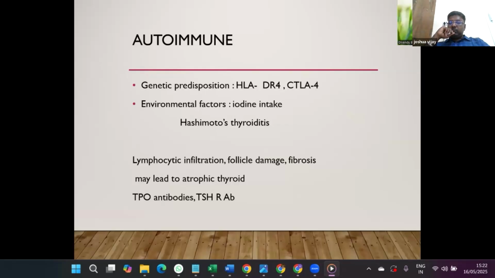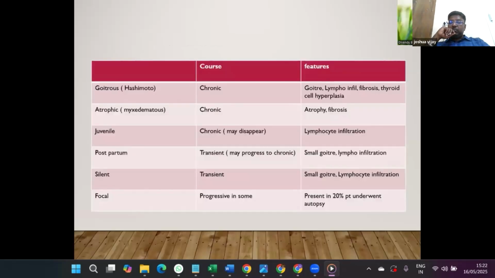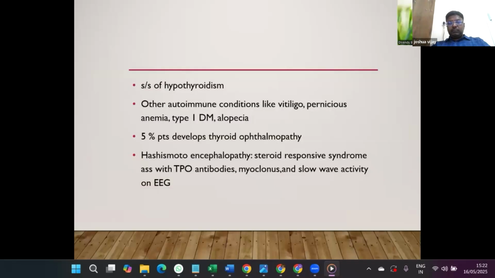The main pathological thing is the TPO antibodies, which destroy the enzymes, and TSH receptor antibodies. So we can see the various types of thyroiditis and their codes and classical features. Autoimmune thyroiditis can be associated with other autoimmune conditions like vitiligo, pernicious anemia, type 1 diabetes, and alopecia. 5% of patients develop thyroid ophthalmopathy, which can be a feature of Graves' disease and can be found in autoimmune thyroiditis also. Hashimoto encephalopathy is a close mimic of myxedema coma. It is a steroid-responsive syndrome associated with TPO antibodies, myoclonus, and slow wave activity on EEG.